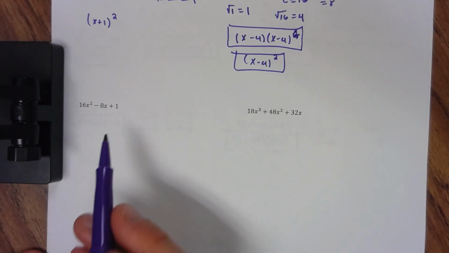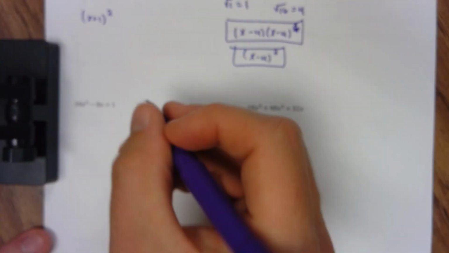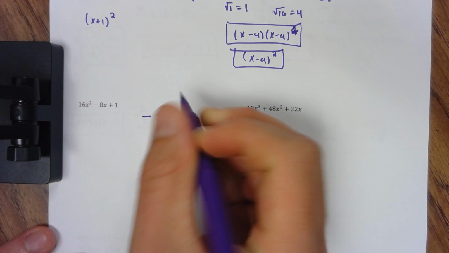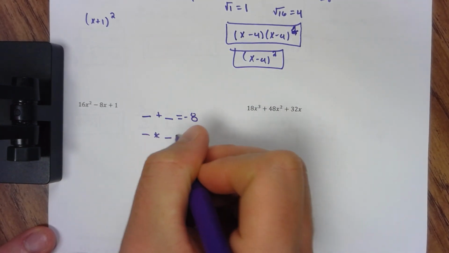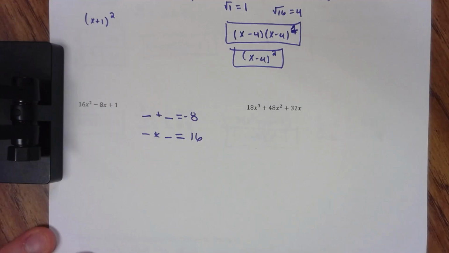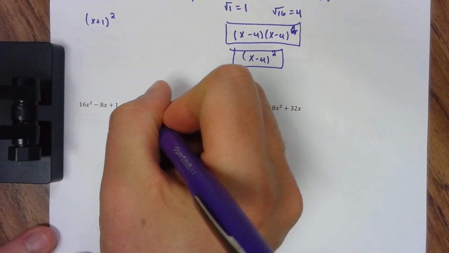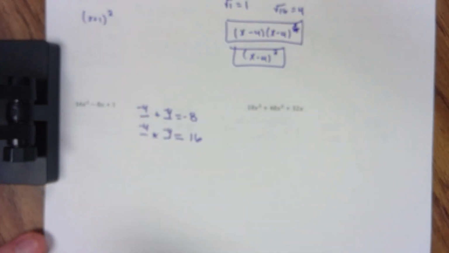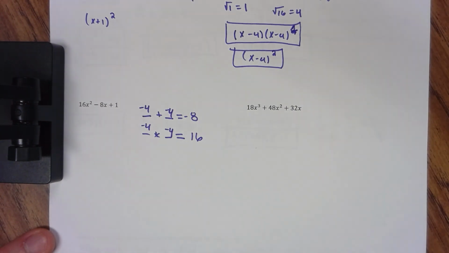So let's pretend that we don't recognize this at first, and so we decide we're going to find two values that add to b, add to -8, multiply to a times c. That'd be 16. Those numbers are -4 and -4. And so again, when those numbers end up being the same, that's what tells us that we have a shortcut, right? That's going to be this perfect square trinomial.